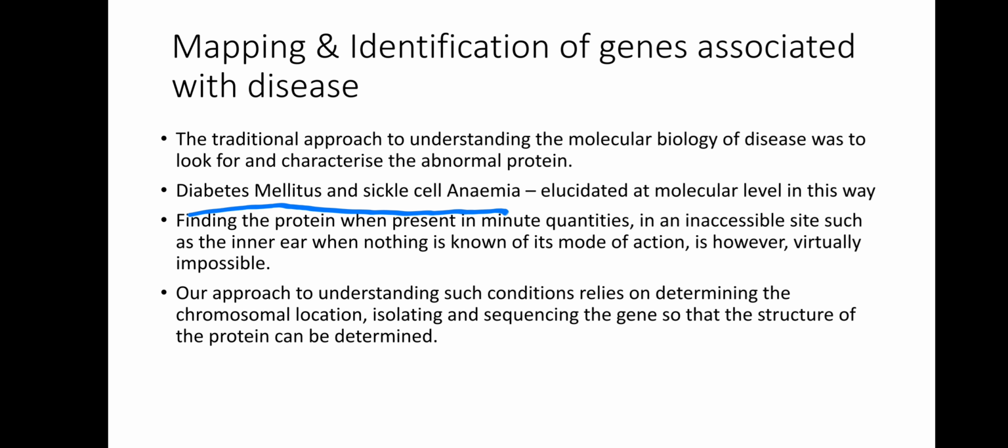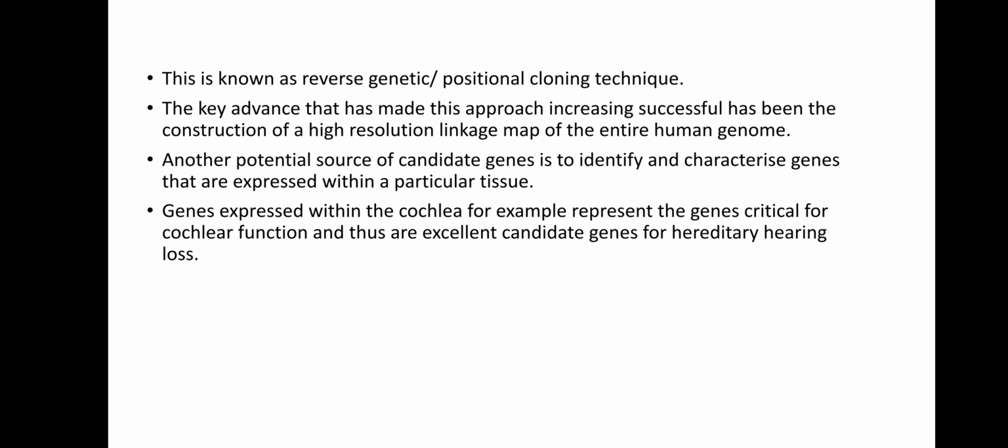Another approach to understanding such conditions relies on determining the chromosomal location, isolating and sequencing the gene so that the structure of the protein can be determined. This is known as the reverse genetic or positional cloning technique. The key advance that has made this approach increasingly successful has been the construction of a high resolution linkage map of the entire human genome.